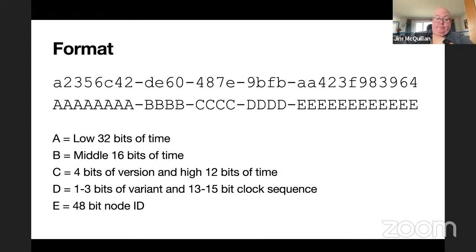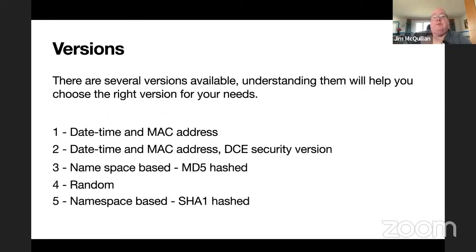Now, when you look at this description, it doesn't look all that random. It's based on time, and it's based on a node ID, and there's still some randomness to it, but it's kind of based on those things. Okay, there's several versions available, and understanding them will help you choose the right version. I learned about this because I needed to use some UUIDs in my software, and I thought they were just a string of digits that had no meaning, but I was wrong.